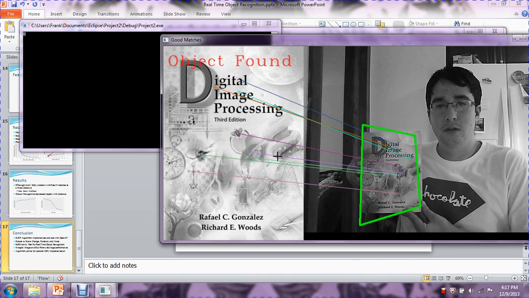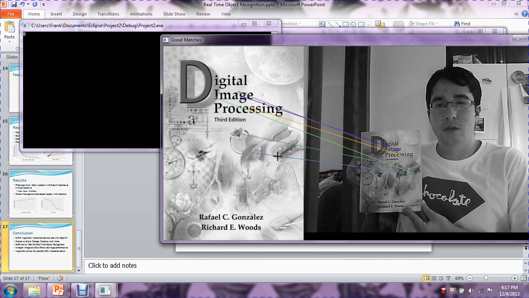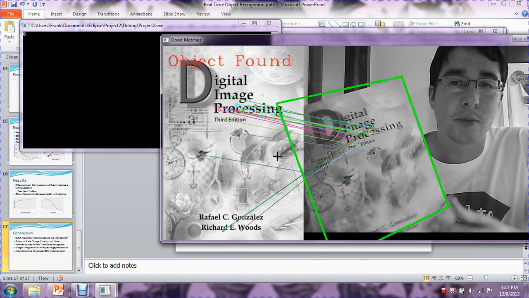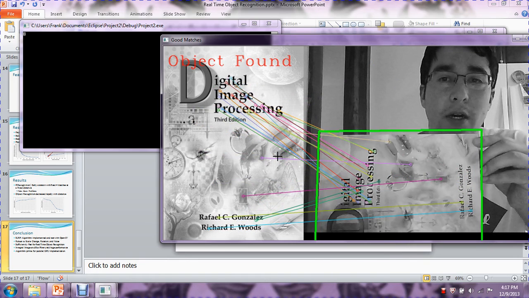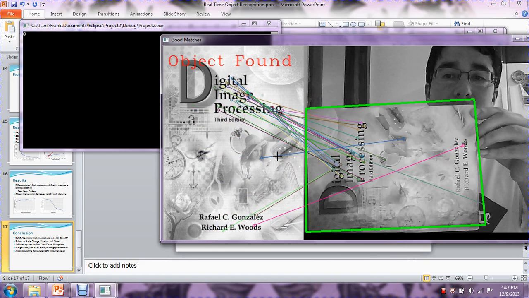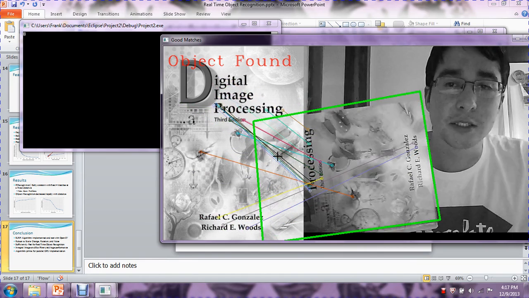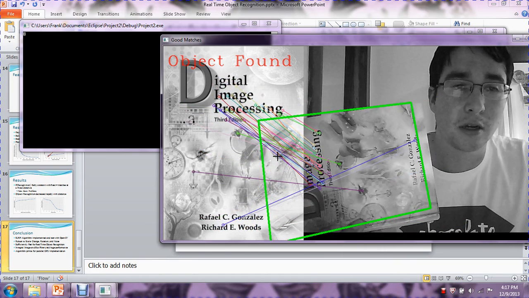But fairly close to the camera. It's fairly robust to rotation and scale variance. So that's my demonstration. We'll move to the presentation now.